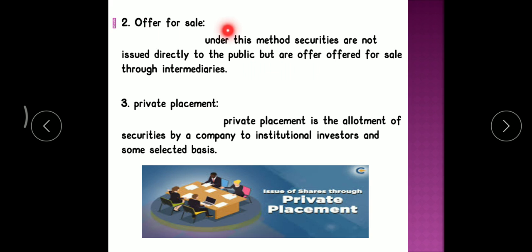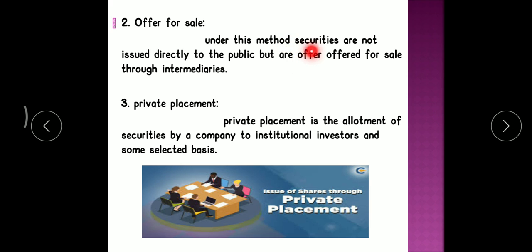So this particular method is generally followed when you want to raise a large amount of capital from the market. When you want a large issue, then the offer for sale method is used. Under this method, the company does not sell directly to the public but offers for sale through intermediaries. With the help of brokers and issuing houses, they sell their securities and raise the capital. In this method, a company sells securities at an agreed price to the brokers, who in turn resell them to the investing public.